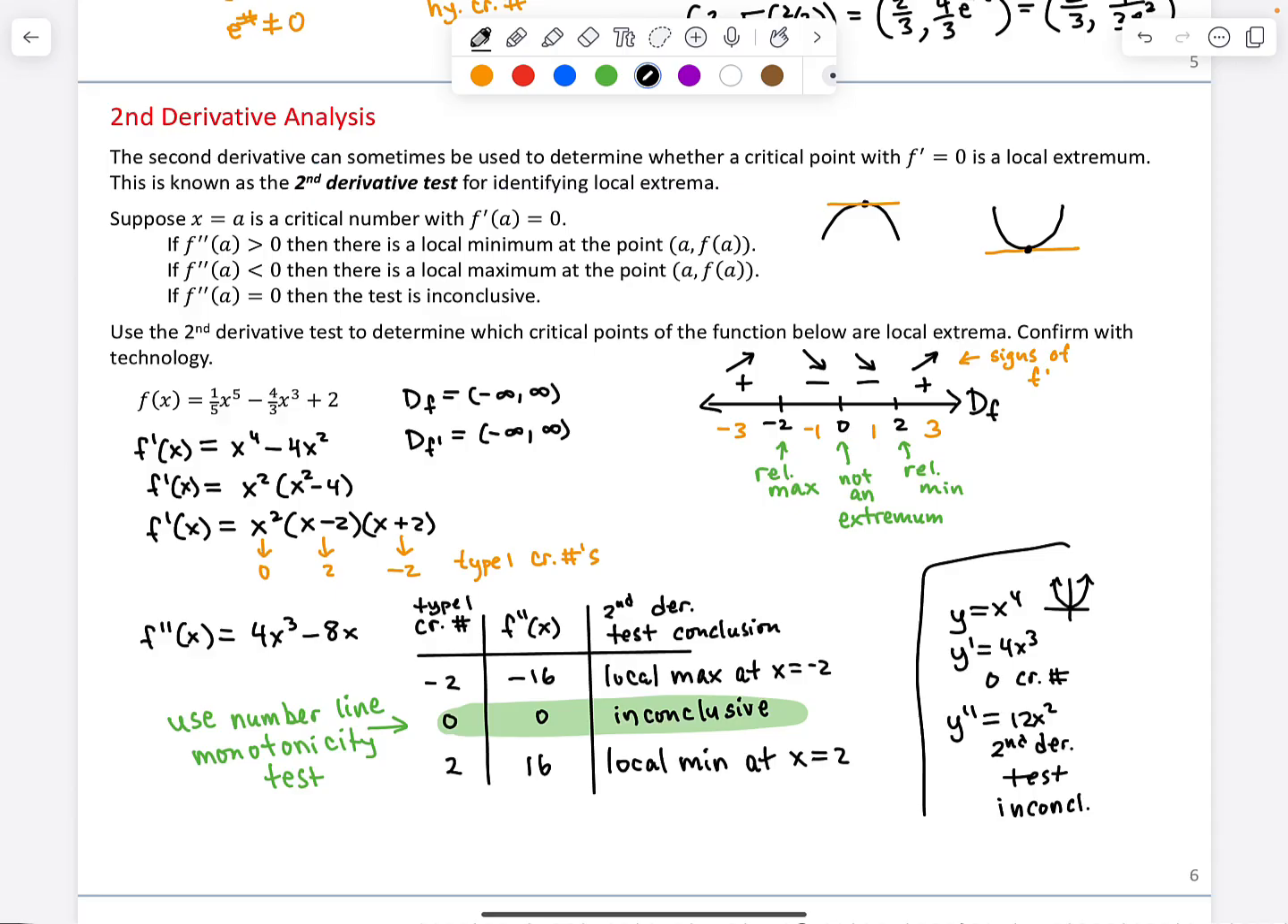Okay, this concludes our lesson on the second derivative analysis, which is how the second derivative can be useful in helping us describe the properties of a graph.